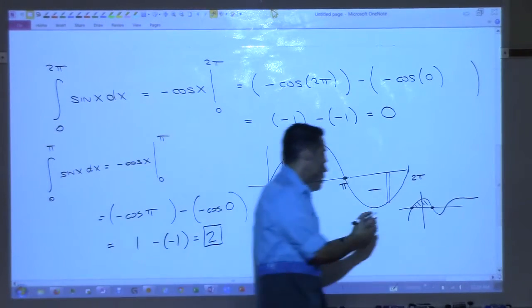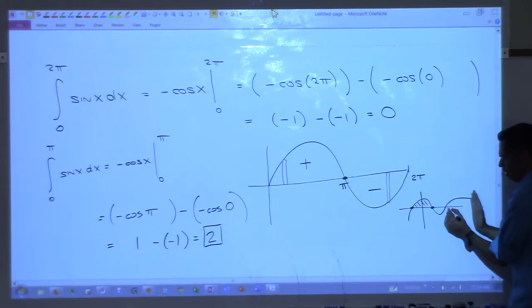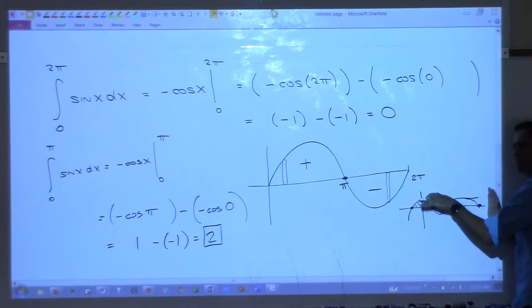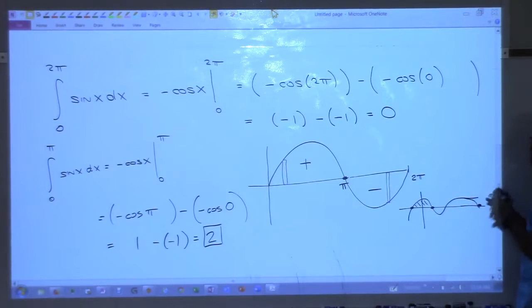But if you integrate along the entire way, or go further out and stop here, it's going to count some positive, some negative, some positive, some negative. So you're not truly getting an accurate measurement. Does that make sense? Okay.